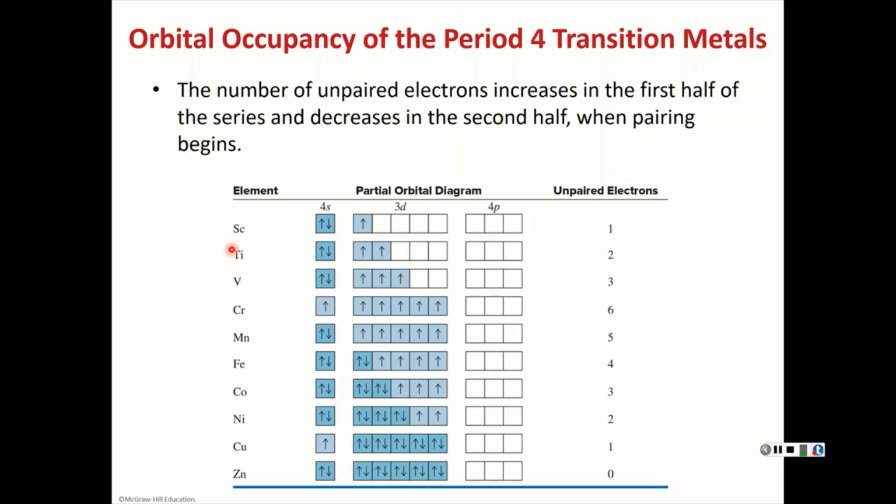Two things I wanted to point out here. The electrons fill the d orbitals one at a time. If we look from scandium to titanium, we're adding 1 more d electron. We add that to a separate orbital, right? We don't pair it with the electron that was already there in scandium.